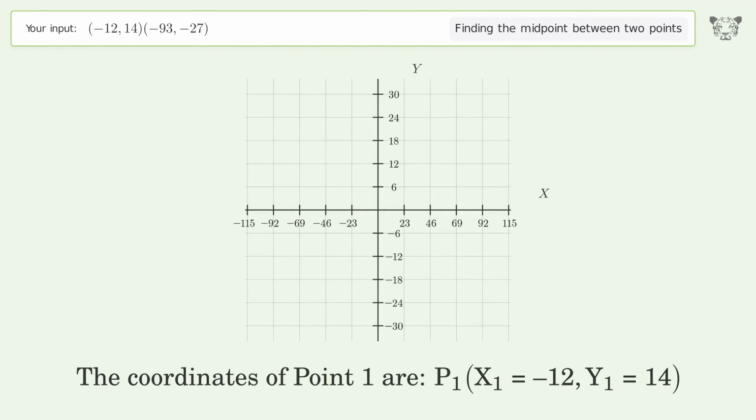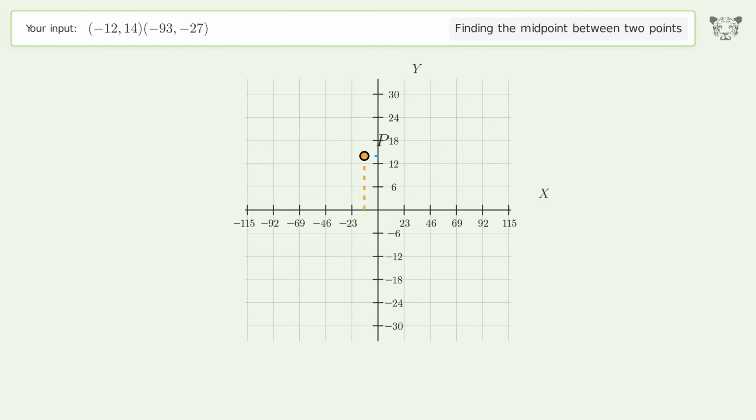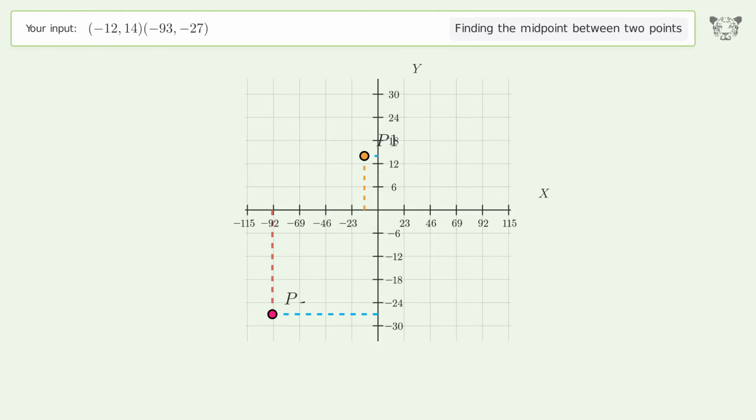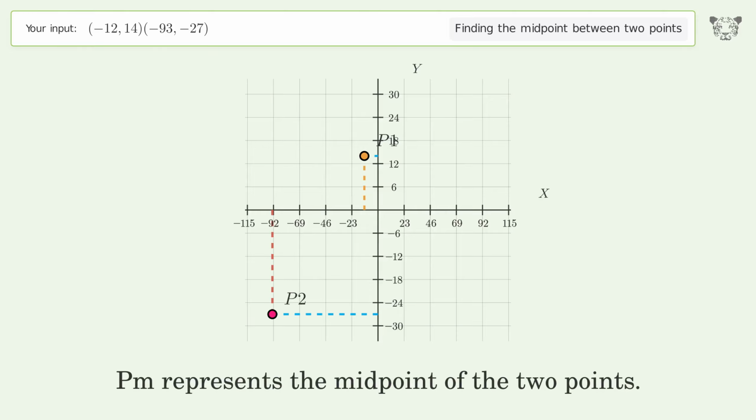The coordinates of point 1 are, x1 equals -12, y1 equals 14. The coordinates of point 2 are, x2 equals -93, y2 equals -27. PM represents the midpoint of the 2 points.